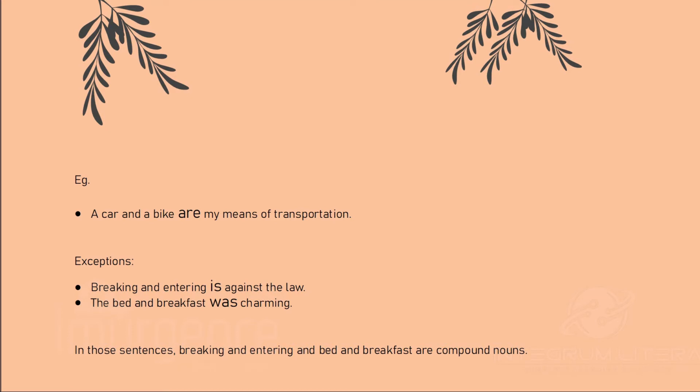So when we look at the first example, we are using 2 different subjects. But what if you're using 2 different verbs or action words to form a sentence, and what kind of verb form are you going to use? Exceptions are: breaking and entering is against the law. The bed and breakfast was charming. Again, if you look at the exceptions here, whenever you use a verb and look at it as an action of one, it's always used with a singular verb form, right?